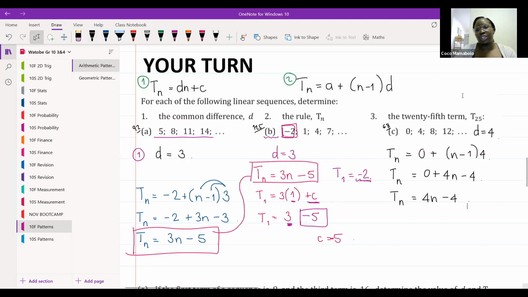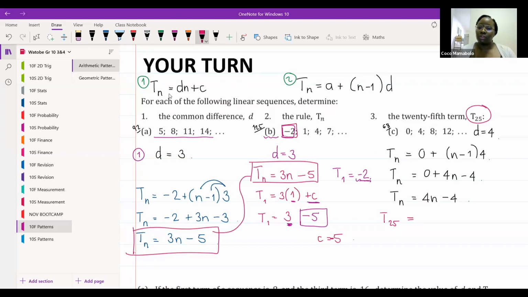Now, I'm going to give you a challenge. Pamela, can you use the formula you've given me to find me T25? Because that's what they want. That's one of these questions here. What are we going to do? If we're looking for T25, we're going to replace n with how much? 25. Beautiful. So go for it. T25 is equal to?